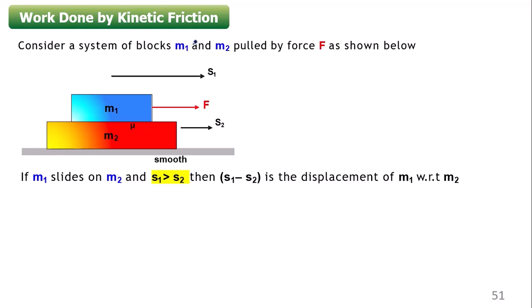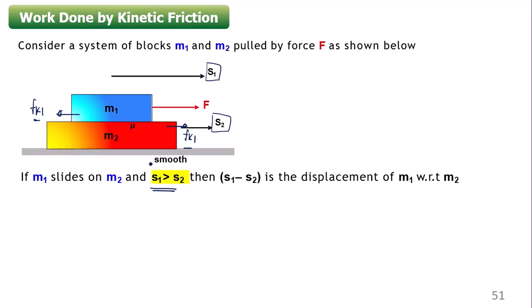Whenever I say kinetic friction, that means both blocks are now moving separately. Let us say M1 moves by displacement S1 and M2 moves by displacement S2, and we assume S1 is greater than S2. If M1 is moving in the forward direction, then the friction on M1 is Fk1 in the backward direction, and because of that Fk1, there is an Fk2 on M2 in the forward direction. Both are kinetic frictions, and because both blocks are moving, the displacements differ.